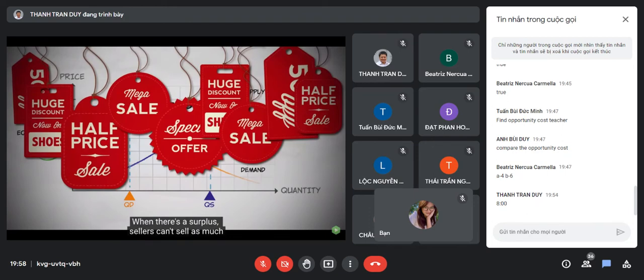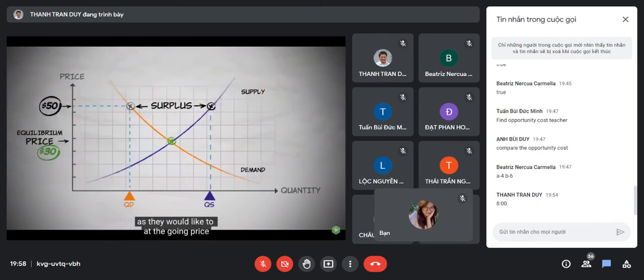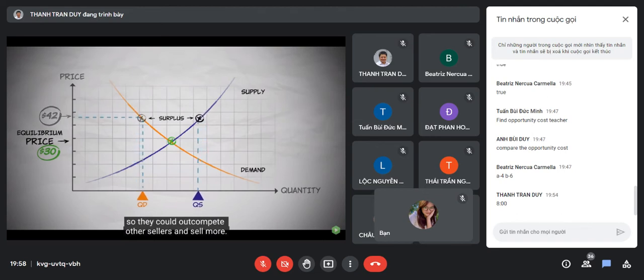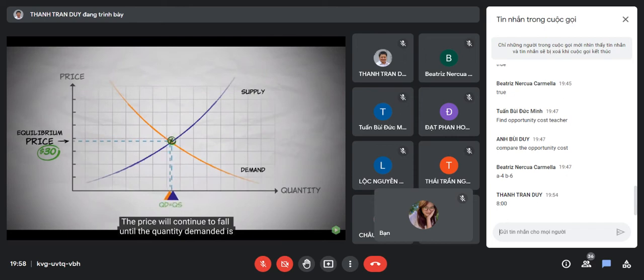When there's a surplus, sellers can't sell as much as they would like to at the going price, so sellers have an incentive to lower their price a little bit so they can outcompete other sellers and sell more. The price will continue to fall until the quantity demanded is equal to the quantity supplied and equilibrium is reached.